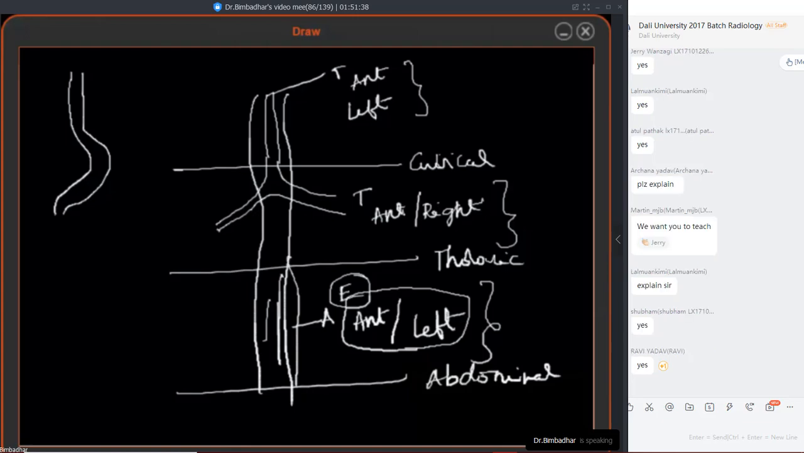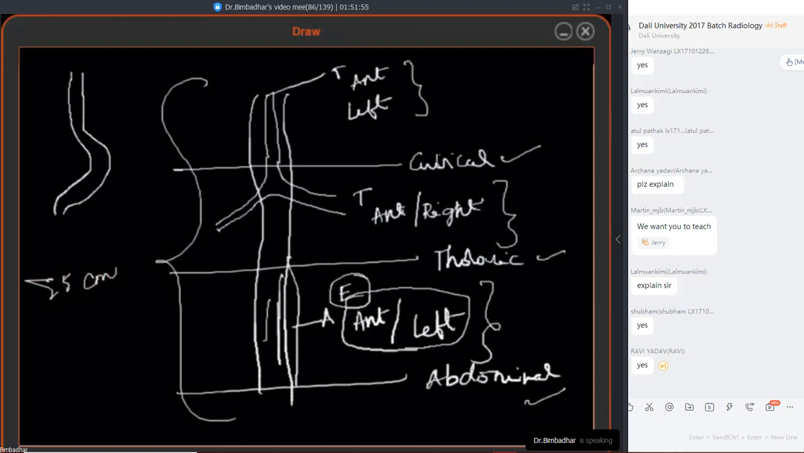Now, you have to remember that the cervical part, the thoracic part and the abdominal part are the ones where the length is 25 centimeters. Simple. Immediately after this, it became more left and is now opening down into the stomach. Here it became the lower esophageal sphincter.